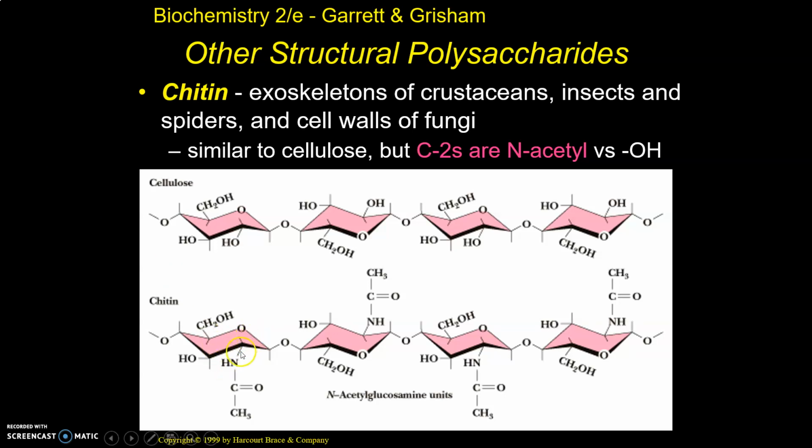It's not very much. So the only difference is instead of a hydroxyl at this C2 position, you have an N-acetyl group. And that's really it. And that makes all the difference in the world as far as strength is concerned.